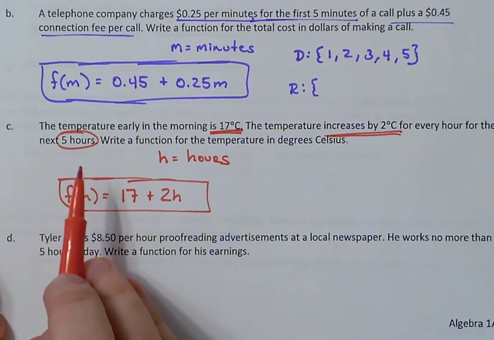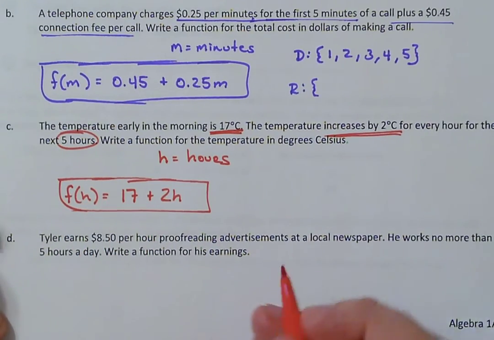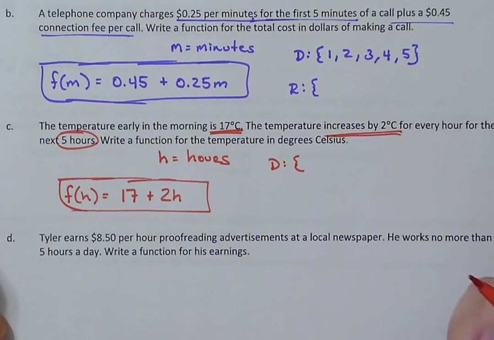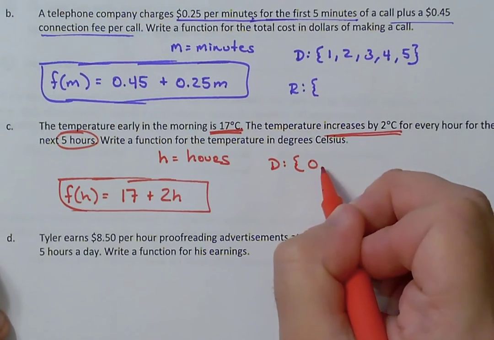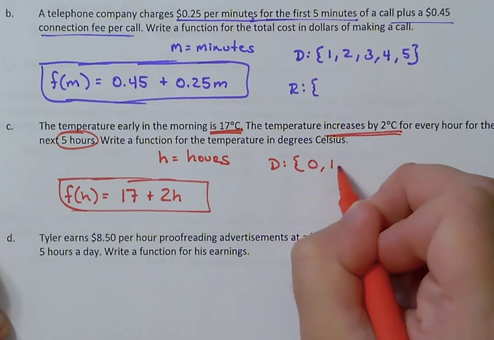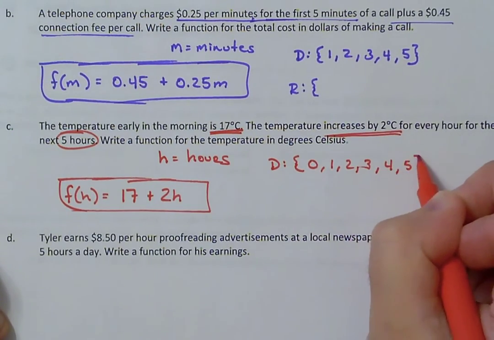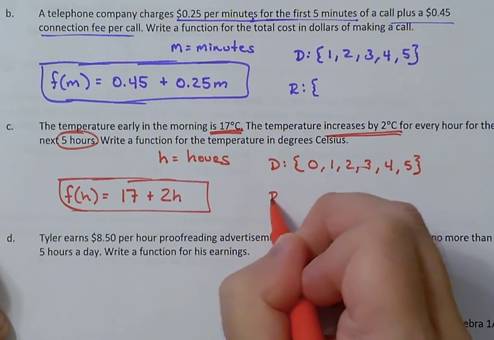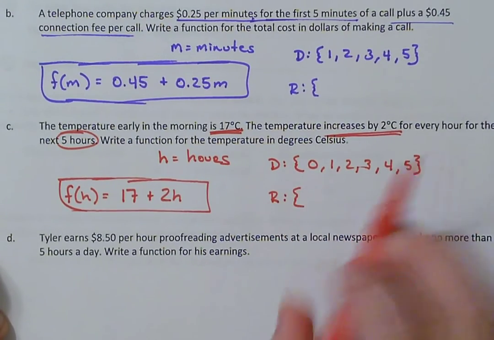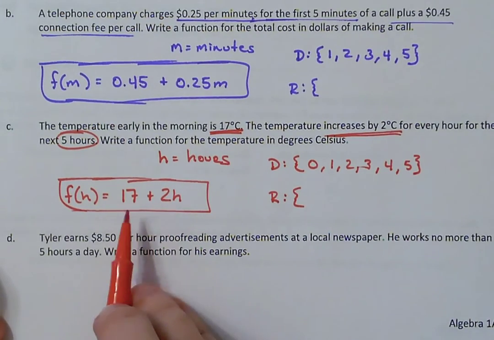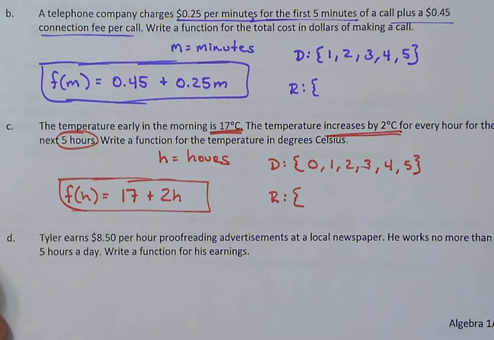Now, the next 5 hours are going to represent our domain. So our domain in this case, I could start at the morning, my first hour, my 0 hour. So we can have 0 through 5. So it's 0, 1, 2, 3, 4, and 5. And then my range would be taking 0 through 5, plugging in for h, and calculating. So it would be 17 plus 2 times 0, 17 plus 2 times 1, and so on.